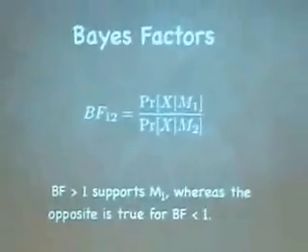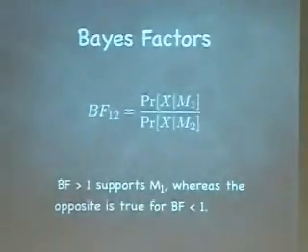And basically, if the ratio is greater than 1, that means model 1 makes the data more probable. If the ratio is less than 1, it makes model 2 more probable. Very simple, right? So it's a way of evaluating the support for models. And they're related to likelihood ratio tests that you saw earlier, except you're marginalizing over the parameters instead of maximizing the likelihood with respect to them.